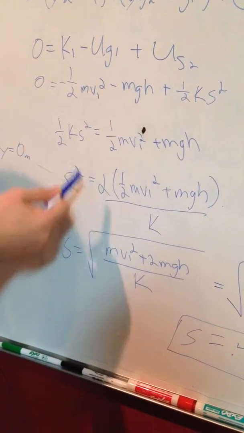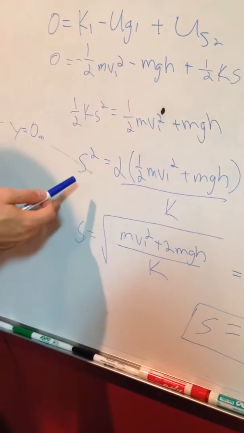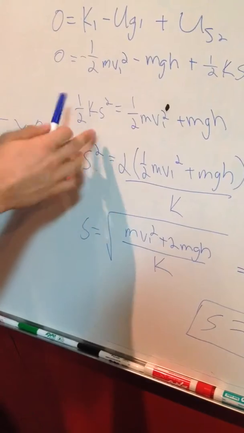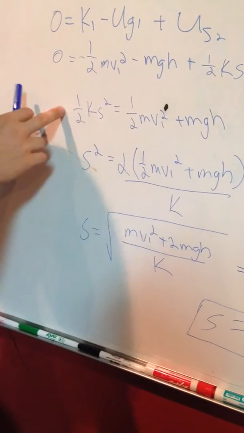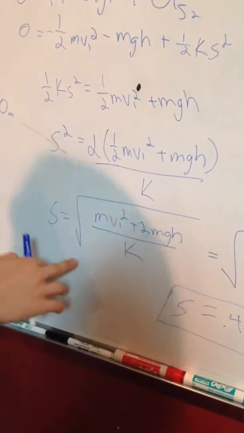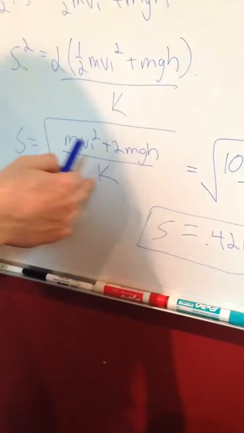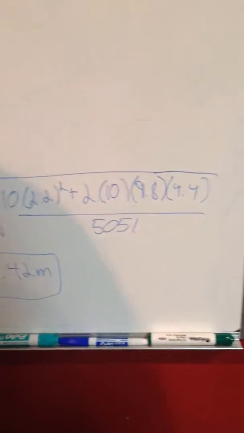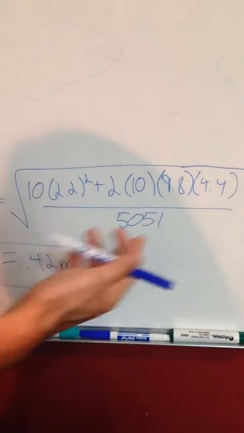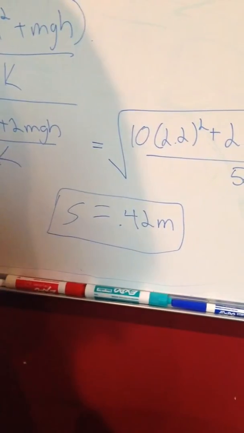So if we're solving for s, we're going to switch some things around, get s on one side, divide by k, and multiply by 2. We get this here, and then we're going to solve for s, and it's going to be the square root of (m v1 squared plus 2mgh) over k. Plug in all these numbers, our spring constant, our mass, our velocity, gravity, the height, all that stuff, and we get the compression of the spring is going to be 0.42 meters.